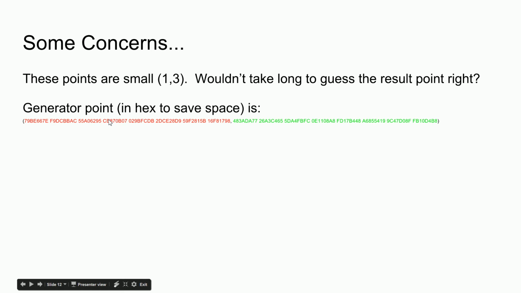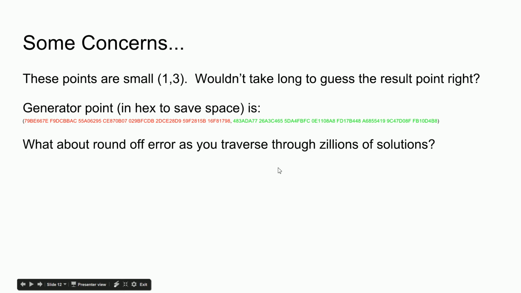The red is the x coordinate, and the green is the y. So you can see that this is the starting point, and so all these points that you're going to move to are going to be very, very, very large as well. So point number one you don't have to worry about.